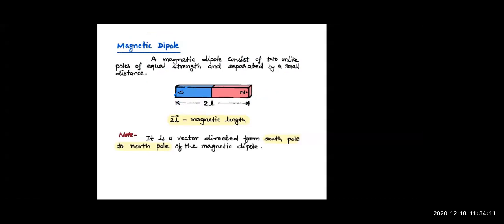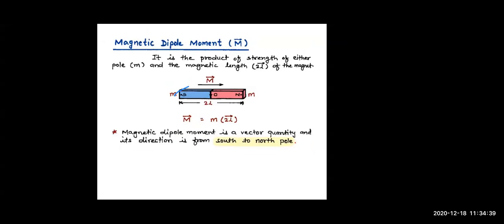Now, here children, the distance between the two poles we are representing by 2L, right? And this is known as the magnetic length, which is a vector quantity. And its direction is from south to north. So south to north is the direction for magnetic length, that is vector 2L. Right? Now let's talk about magnetic dipole moment.